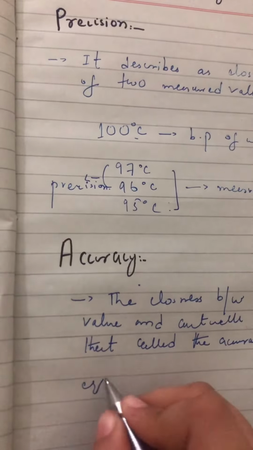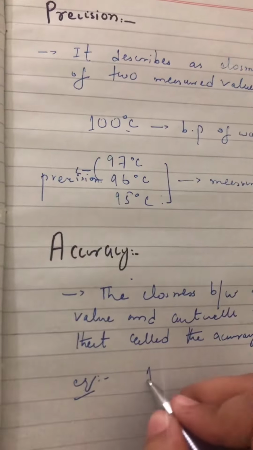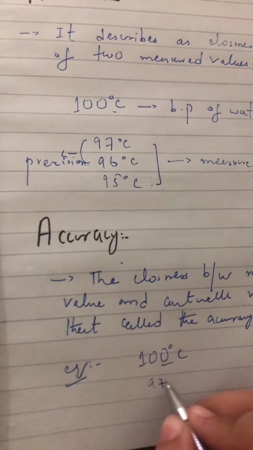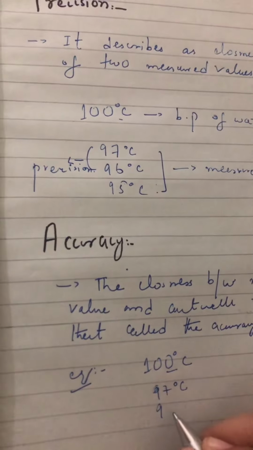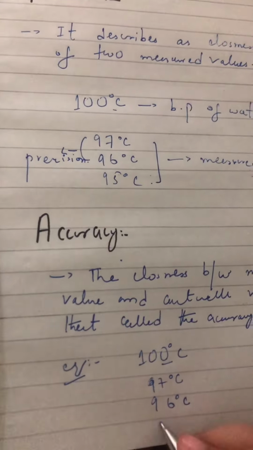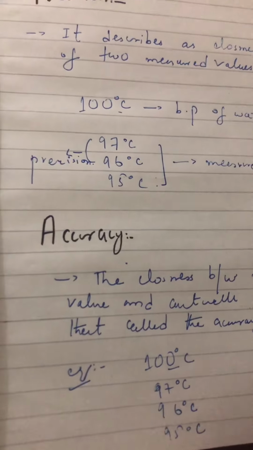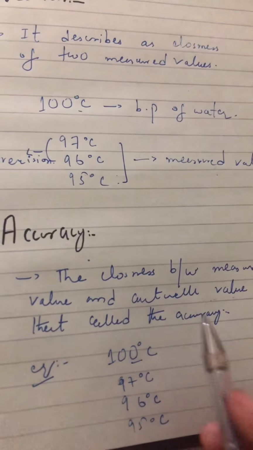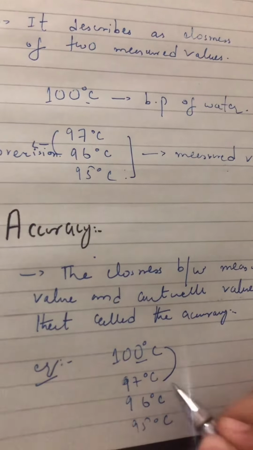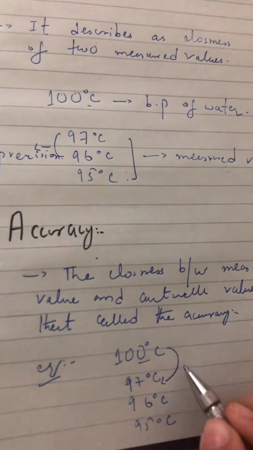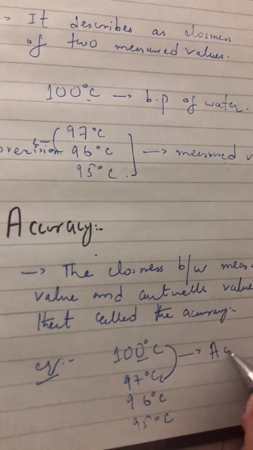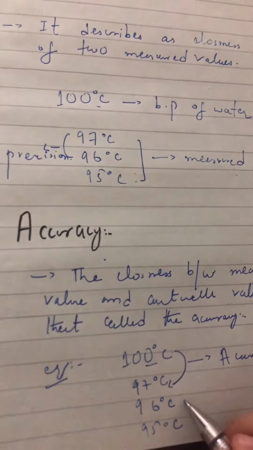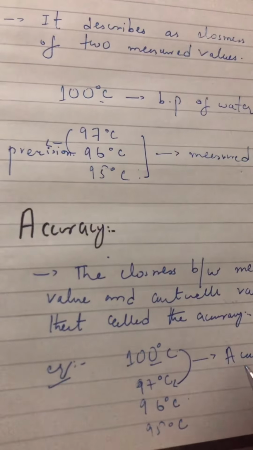If you take an example, we are using the same example here. This is 100 centigrade, this is the actual value, and we take readings 97 centigrade, 96 centigrade and 95 centigrade. So as I told, the closeness between the measured value and the actual value, this is the actual value and this is a measured value. The closeness between these two values is called the accuracy, or we can say the closeness between this value and this value is called the accuracy.